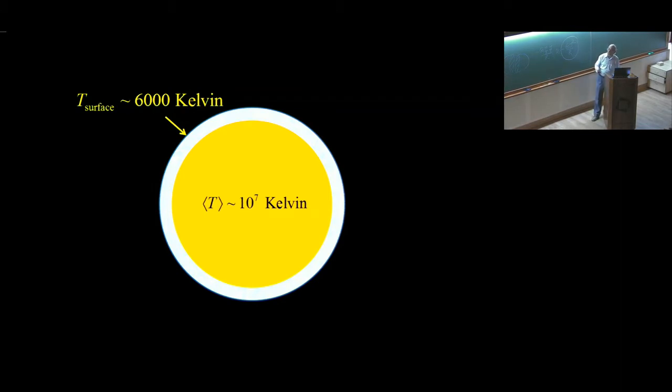I am not going to take the time to explain why the temperature suddenly drops in the outer regions, and that happens very, very quickly. So for our practical purposes, that is just a thin blanket, but most of the sun is at an average temperature of 10 million degrees.